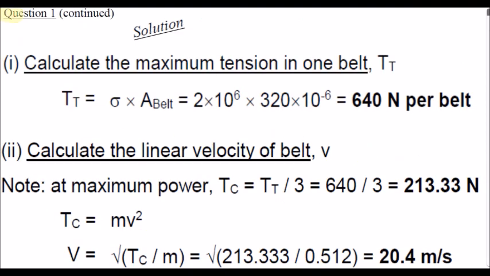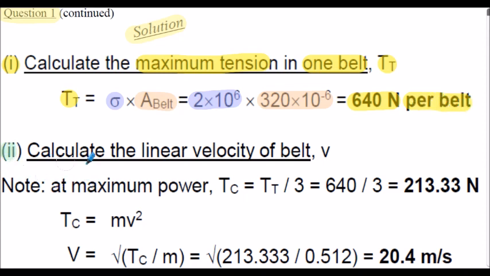So question 1, solution continued. Step 1 here, we're going to calculate the maximum tension in one belt, that's simply Tt. So Tt is equal to the allowable tension strength, sigma, which was 2 megapascals, multiplied by the cross-sectional area of a belt, which was 320 times 10 to the negative 6 meters squared. So that's 640 newtons, and that's per belt.